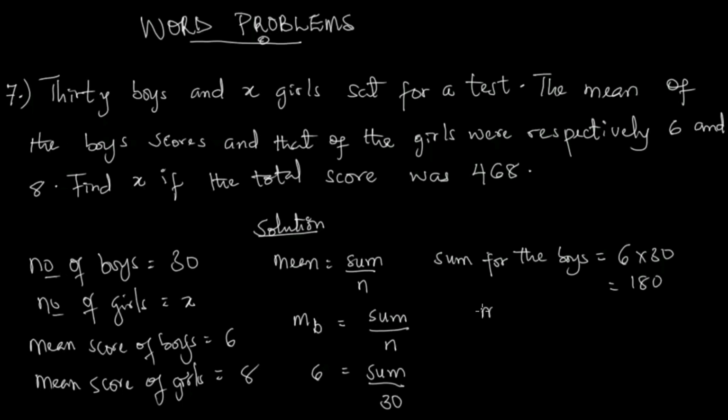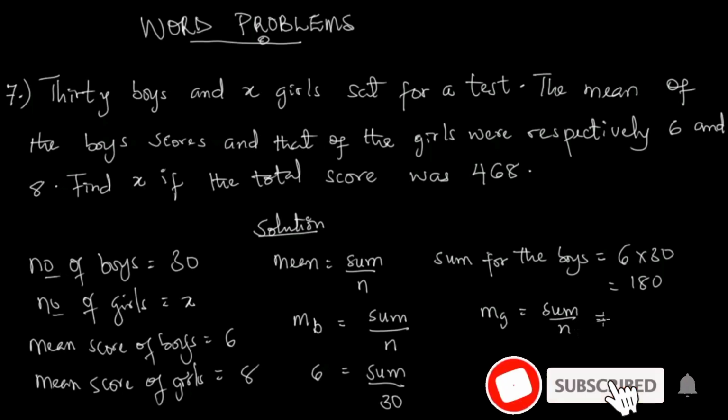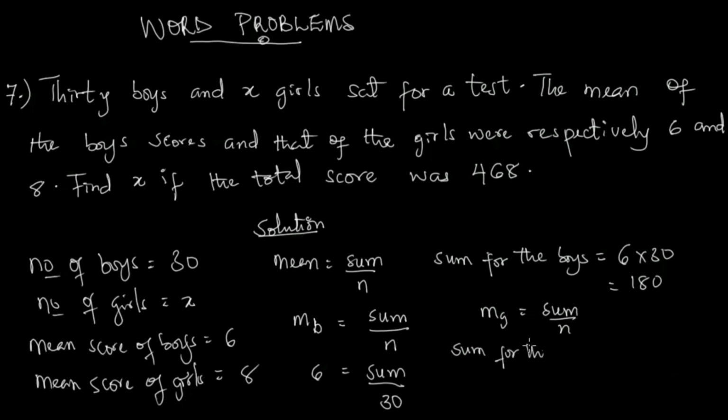Okay, we'll do the same for the girls. Let's write that as MG, that's sum over N. So the sum for the girls will be the number of girls, which is X, multiplied by MG, the mean score of girls, which is 8. So this will be 8x when you cross multiply.